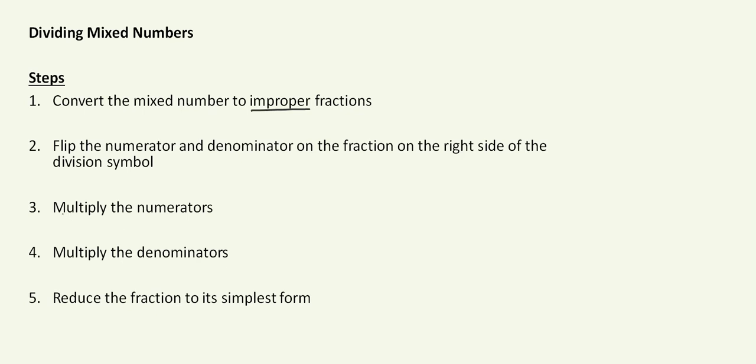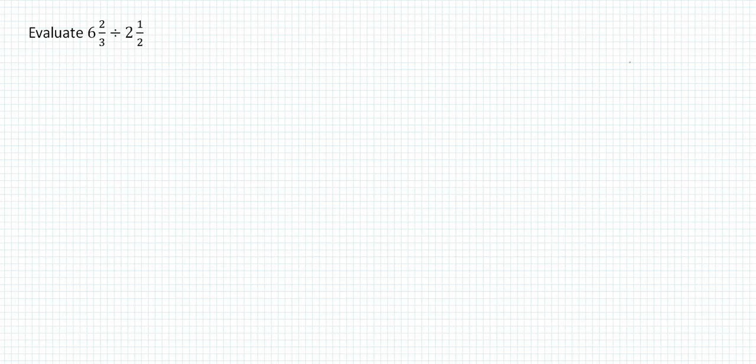And then we're going to multiply the numerators together. So we multiply across, we multiply the denominators together, multiply across, and then we reduce the fraction to its simplest form if possible. And if you want, you can now convert that back to a mixed number, but you don't have to. So let's take a look at this example.